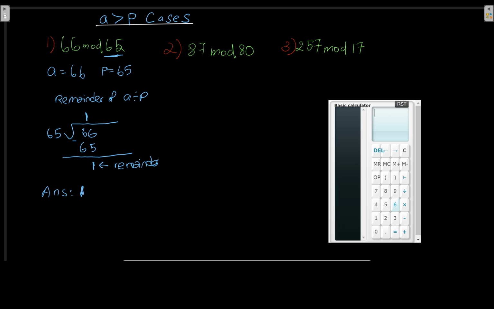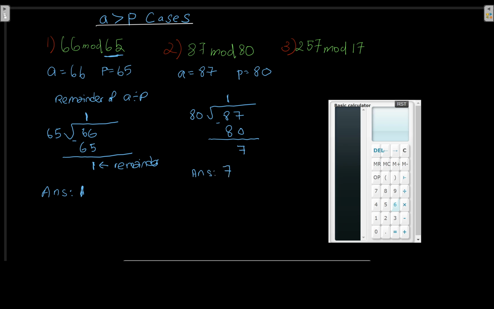So the answer will be 1. In the second question, the value of A is 87 and the value of P is 80. So when we divide 87 by 80, we write 80 here and the quotient as 1, and the remainder will be 87 minus 80, which is 7. So the answer will be 7.